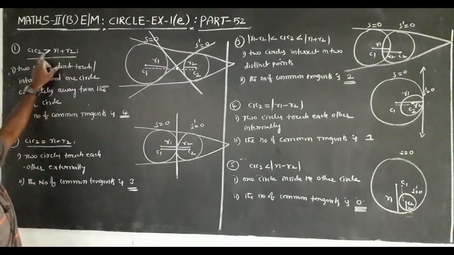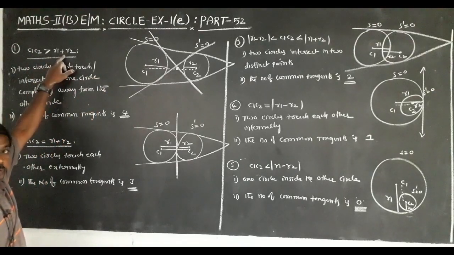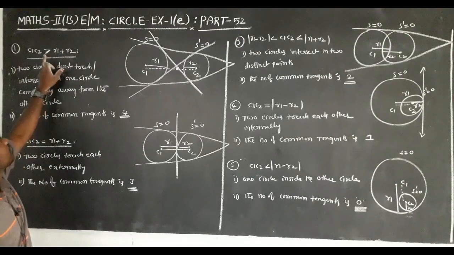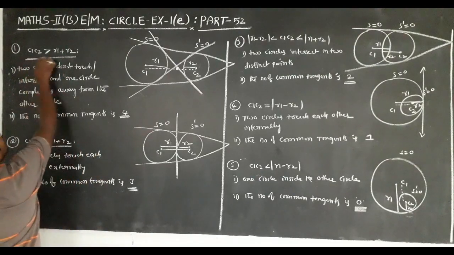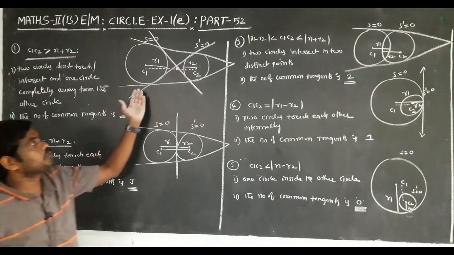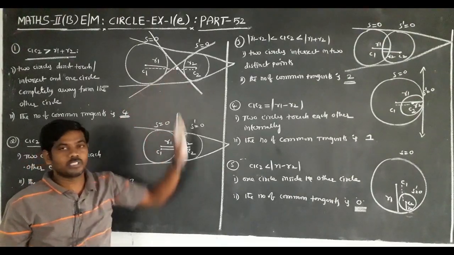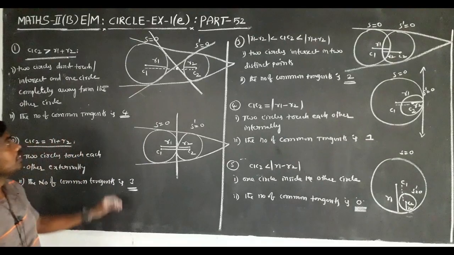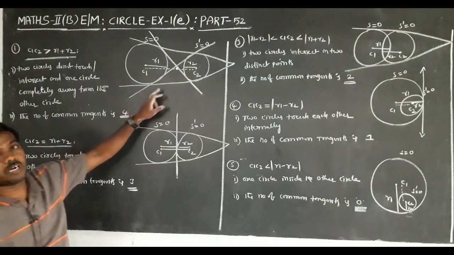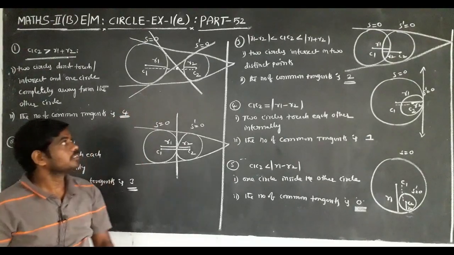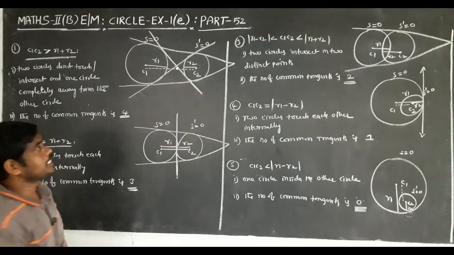If C1C2 is greater than R1 plus R2, two circles do not touch or intersect. One circle is completely away from the other circle. In this case, the number of common tangents is 4.